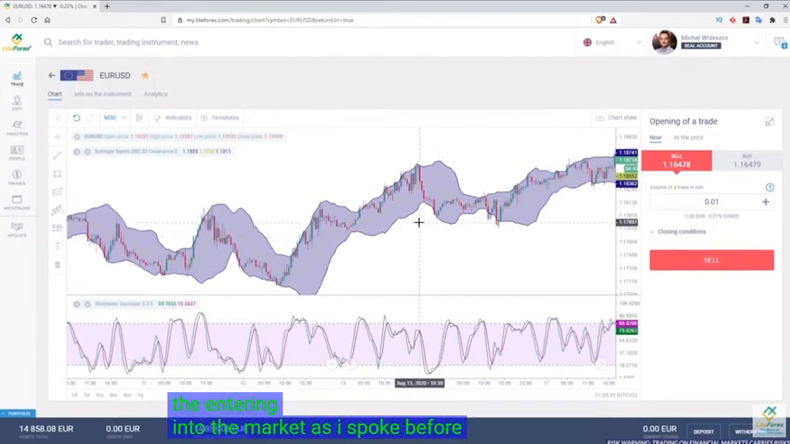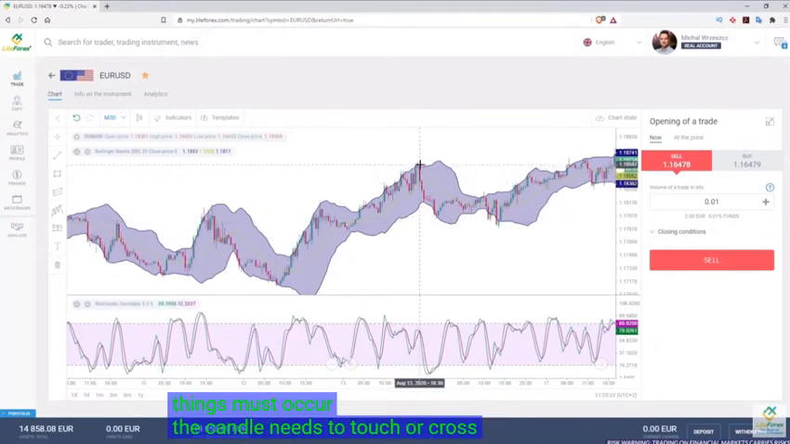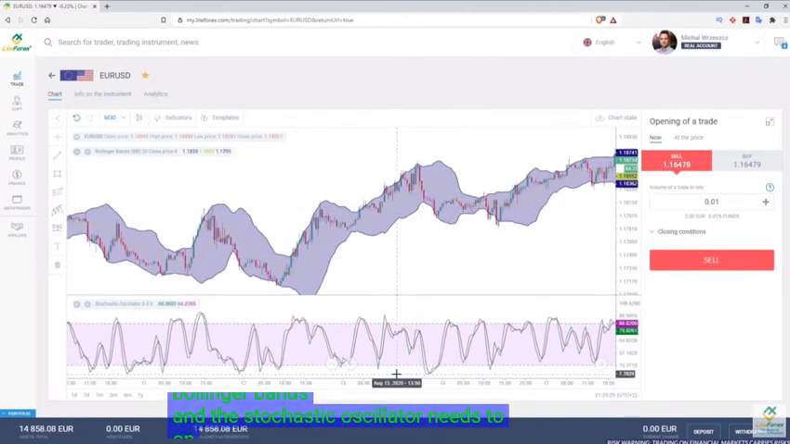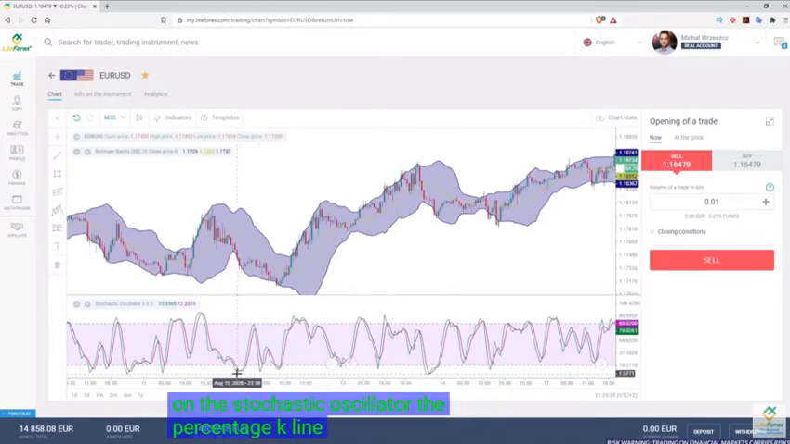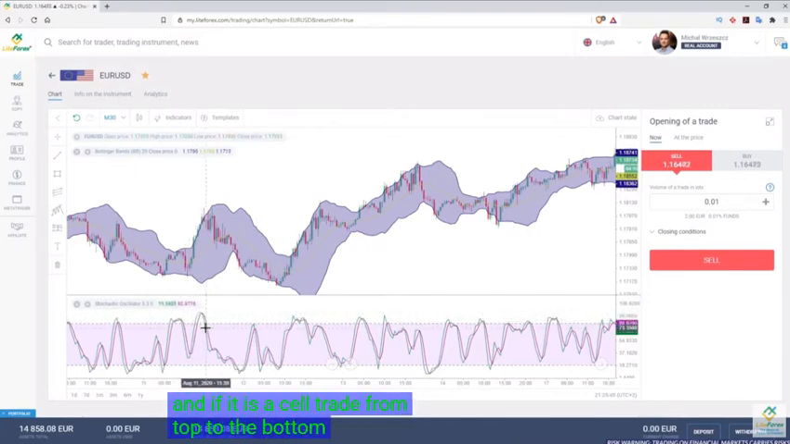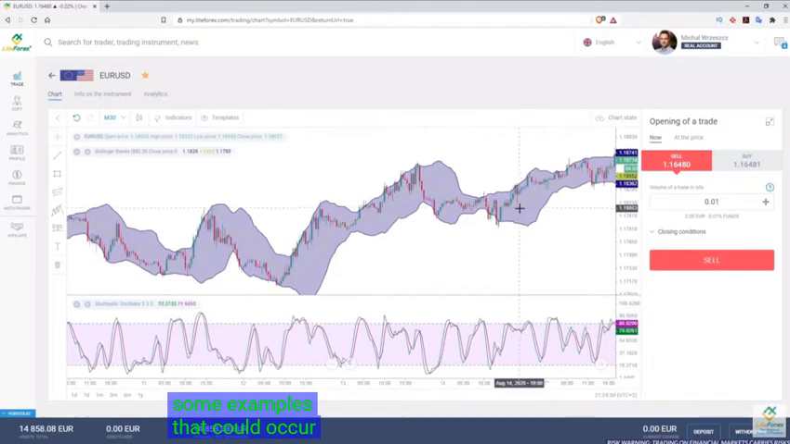As I said before, two things must occur. The candle needs to touch or cross the upper or the lower boundary of the Bollinger Bands, and on the Stochastic Oscillator the percentage K line needs to cross the percentage D line: if this is a buy trade, from bottom to the upside, and if it is a sell trade, from top to the bottom above 80%. Okay, so now let's find some examples of trades that could occur with this strategy.